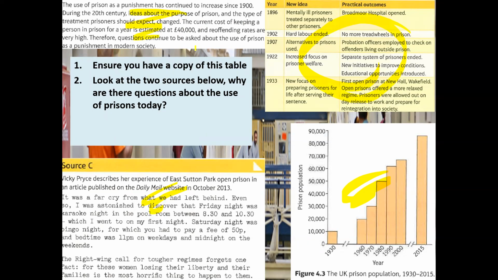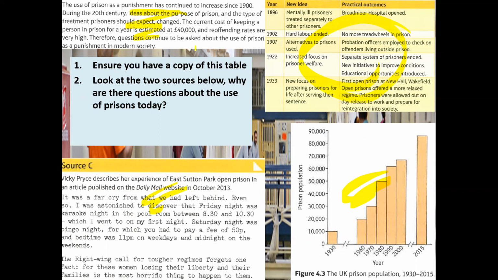While there are questions today about the use of prisons, let's just have a quick read of source C. Vicky Price describes her experience of East Sutton Open Prison in October 2013. It was a far cry from what we had left behind. Even so, I was astonished to discover that Friday night was karaoke night in the pool room. That would be a room with a pool table in, rather than actually a swimming pool, between 8:30 and 10:30, which I went to on my first night. Saturday night was bingo night, but you did have to pay a fee of 50p. Bedtime was 11 on weekdays and midnight on the weekends.